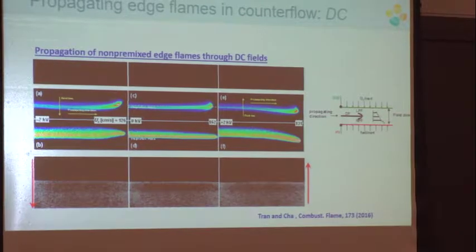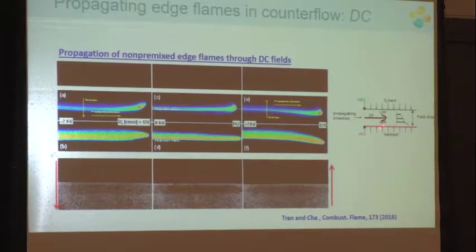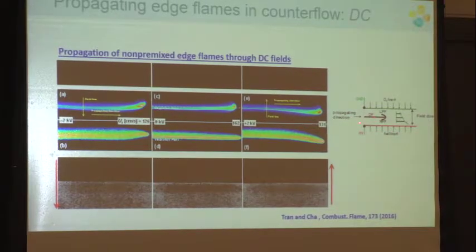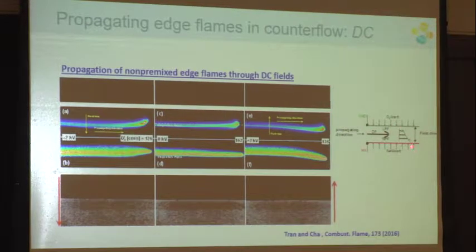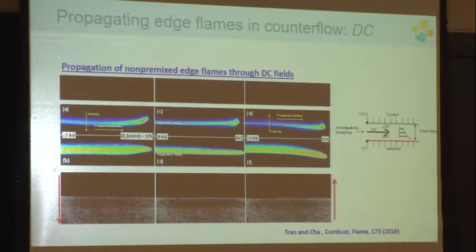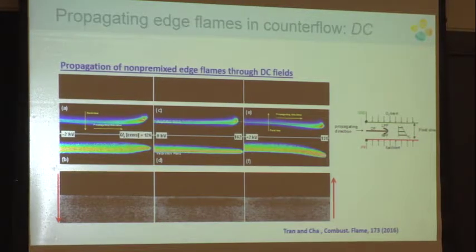You've got a lean premix flame there on the oxidizer side. You've got a rich premix flame here, and you've got a major diffusion flame tail along, and then you have a concentration gradient of the fuel. So this is how the flame propagates in this kind of edge.